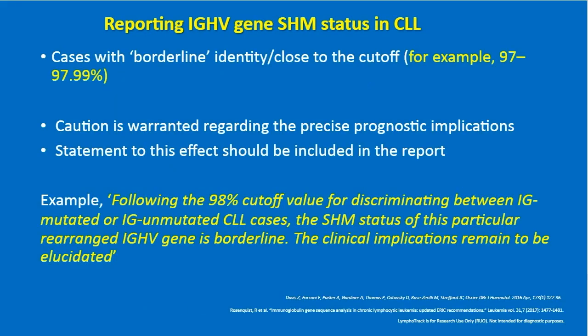I'm reporting, again, borderline cases of 97 to 97.9%, when we had to issue a report following the 98% cutoff, which may be discriminatory between IGHV mutated and unmutated cases. So this implication is unclear. But in our experience, and most of our experiences, when it is mutated, we really see a very high percentage. So usually this group is very small, in hundreds of cases, what we have seen in our experience.